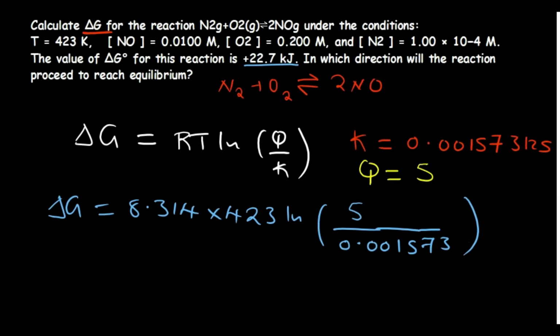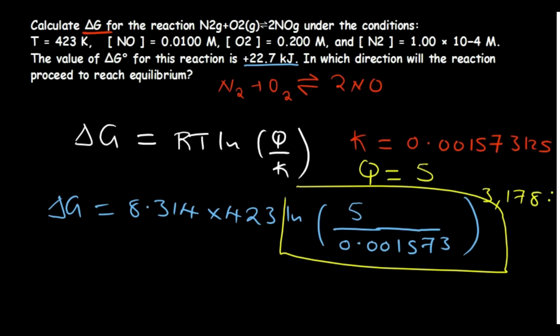After dividing what is in the brackets, I'm getting something like 3178.38, and then we need to find the natural log of that. So the natural log of 3178.386996, the value I'm getting is something like 8.064.